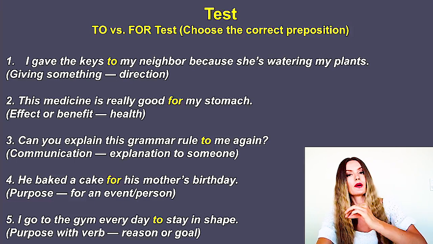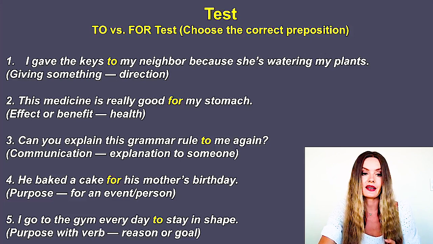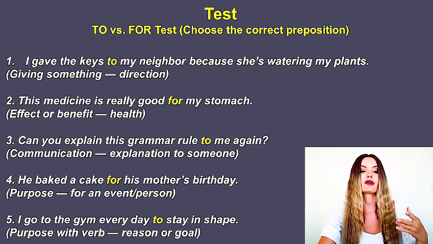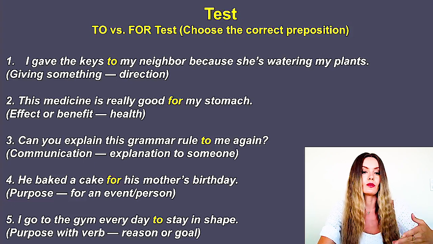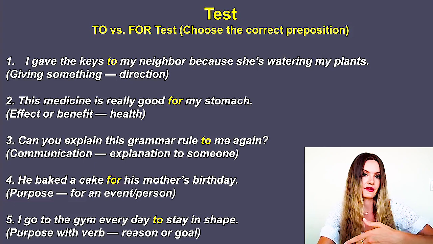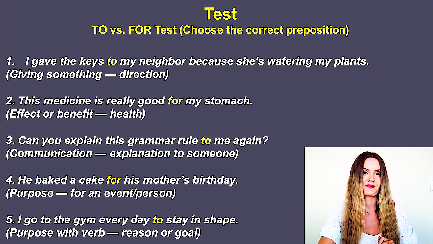Number 3, can you explain this grammar rule to me again? Here we have communication, explanation to someone. Explain to me. Number 4, he baked a cake for his mother's birthday. So here we have a purpose for an event or a person. For whom? For his mother's birthday. For what? For his mother's birthday.